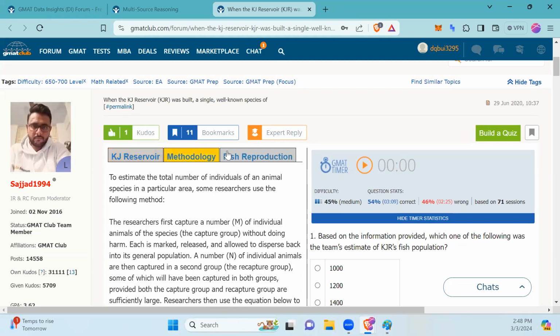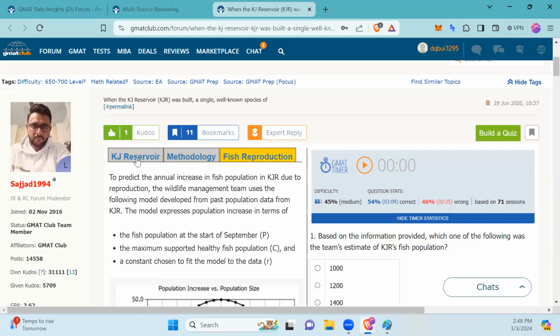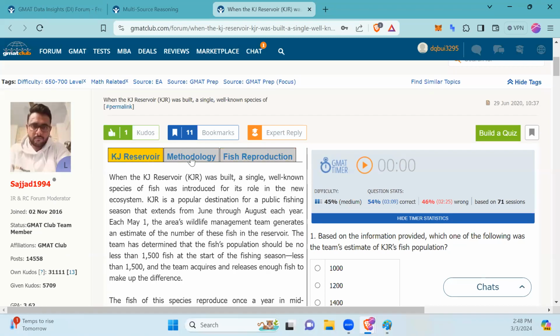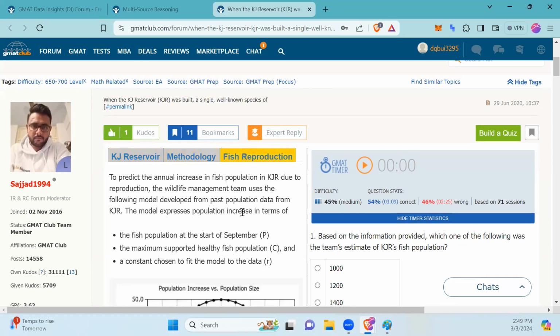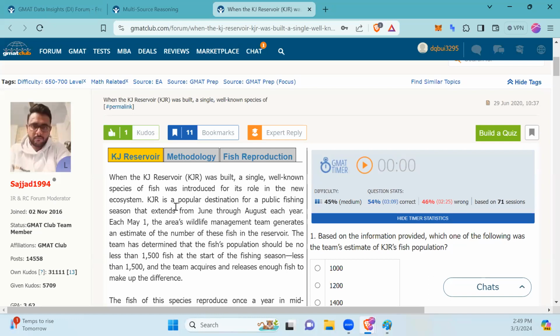The first thing you want to do is go through the different tabs, read the names of the tabs, and have some idea of the relationship among the tabs. So here we have KJ reservoir, methodology, and fish reproduction. We can make an informed guess that the texts are talking about some experimental research done in this reservoir about fish reproduction.